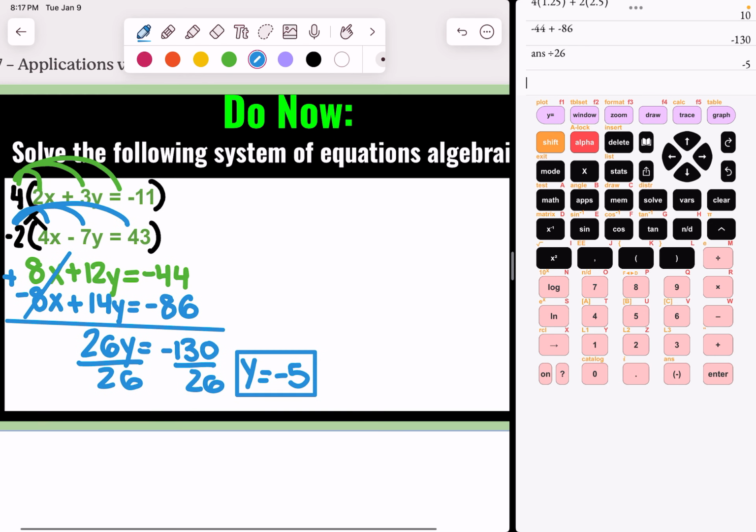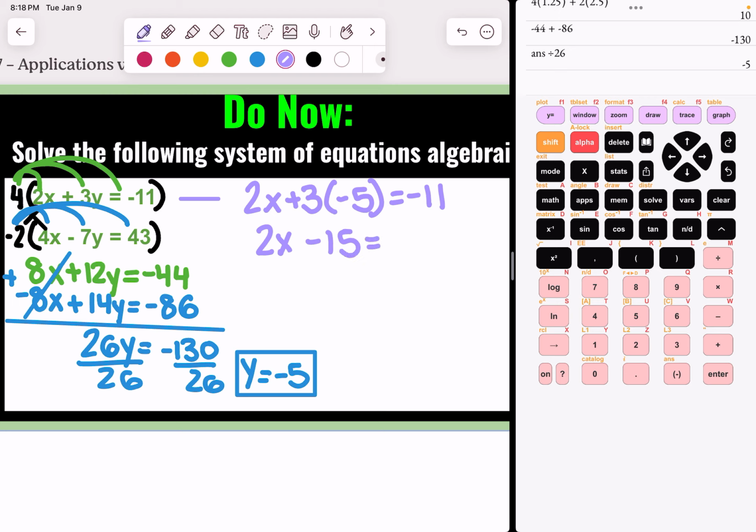Now we have to get the x. So I will use just the top equation, just because I like to, and I'm going to write 2. I don't know what x is, so I'll leave it as x plus 3. Instead of y, I'm going to put negative 5 equals negative 11. So then I'll have 2x, 3 times negative 5 is negative 15 equals negative 11.